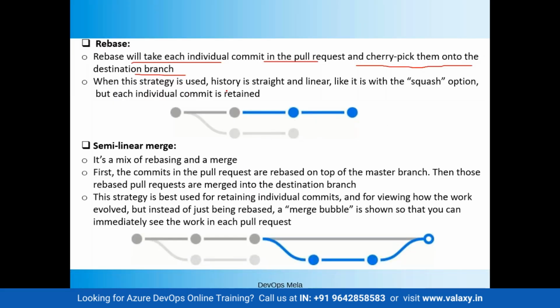When this strategy is used, history is straight and linear like with squash, but each individual commit is retained. If you see this graph, this was how the work has flowed. But when the rebase has happened, simply this commit and this commit were placed on the head of your destination branch. That's it. No new commit, no squashing. Your history is preserved, but no new commit got created.